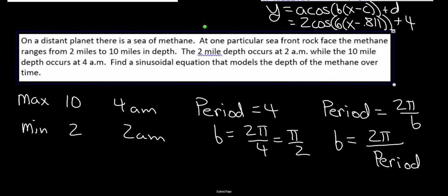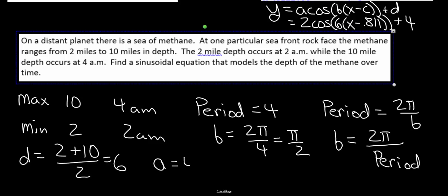So let's see what we've got here now. Let's go back and find the average depth of the methane. Well, that's going to be the vertical shift. It's going to be 2 plus 10 divided by 2, which is 6. Then we ask, well, how high does the water get from that? It goes up a certain amount and it goes down a certain amount. That's the amplitude. So A is equal to 4. It goes up 4 and it goes down 4.